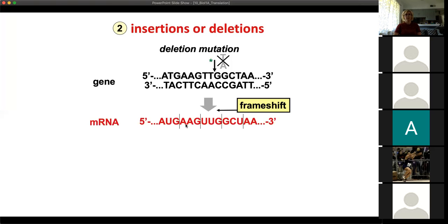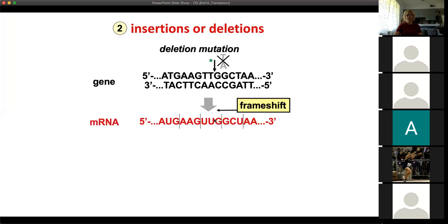So now we end up with what we call a frame shift mutation. What happens is we read in groups of 3. So we would be reading AUG, AAG, and it should be another U here. So we should be reading UUU, GGC, UAA, and that should be our protein. But because we've removed a nucleotide from the mRNA, we basically took out the ability to read it appropriately. We've shifted everything over.